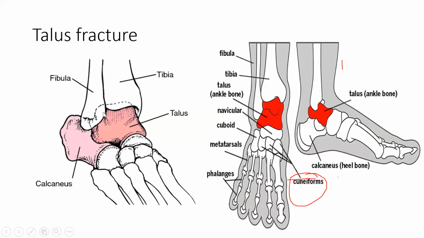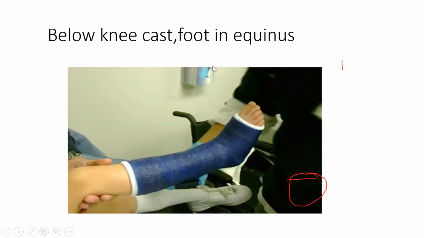So talus fracture. Sometimes the talus gets fractured. So what is the treatment of talus fracture? Obviously, if there is any fracture of the talus, the conservative way is to put a cast.